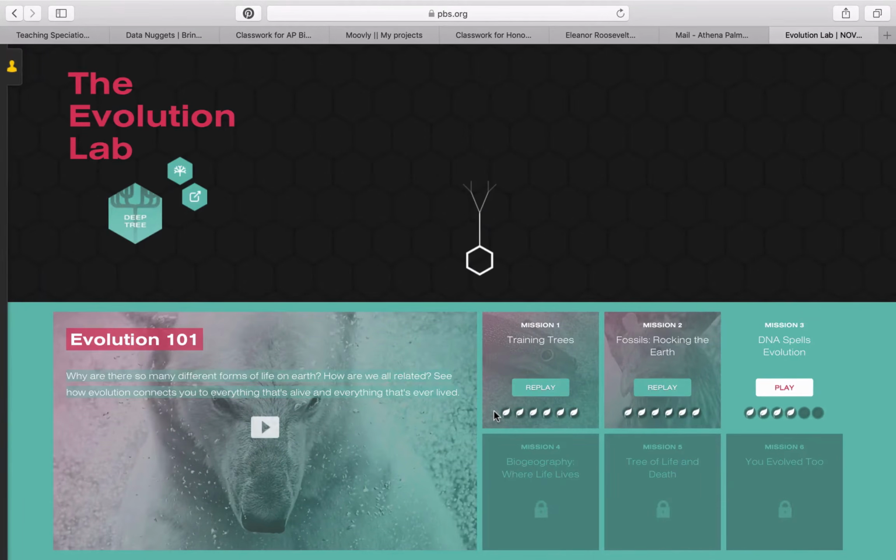Hey Mustangs, let's take a look at Novolab Mission 3. In Mission 3, it's a little bit different from the previous two. In Mission 1 and 2, we looked at morphology in order to decide what was going on. Now we're going to take a look at DNA.